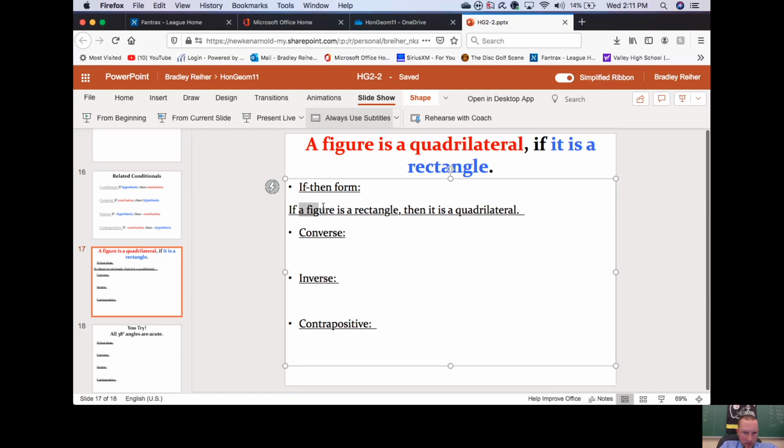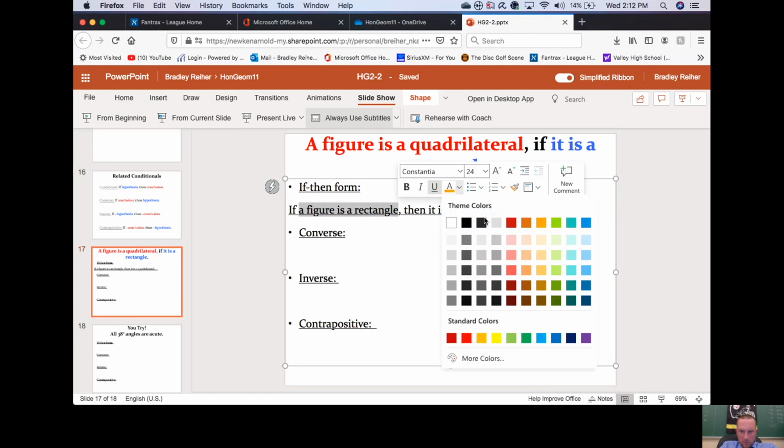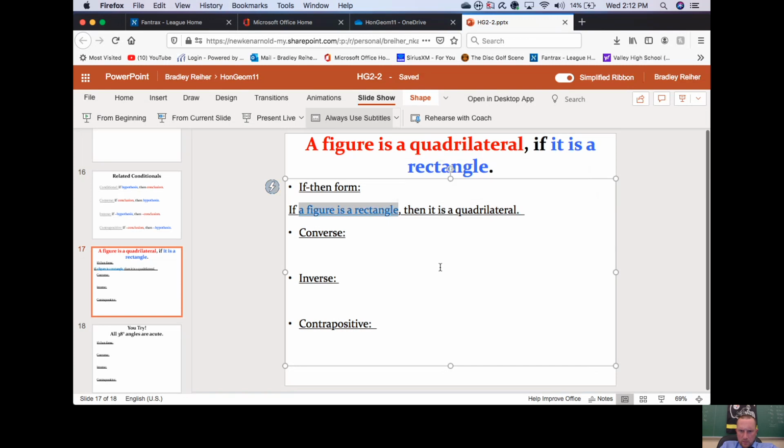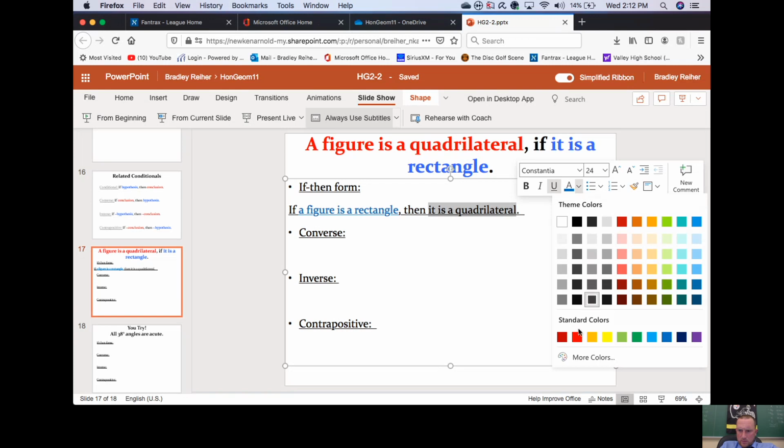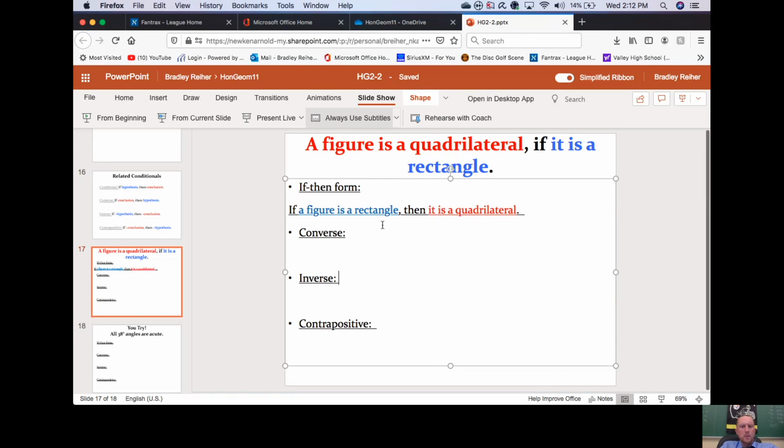And I can use my colors here to help as well. That's your if-then form for this statement. If a figure is a rectangle, then it is a quadrilateral. That's true. That means the same thing as this. Remember, equivalent statements that we did in the last video.